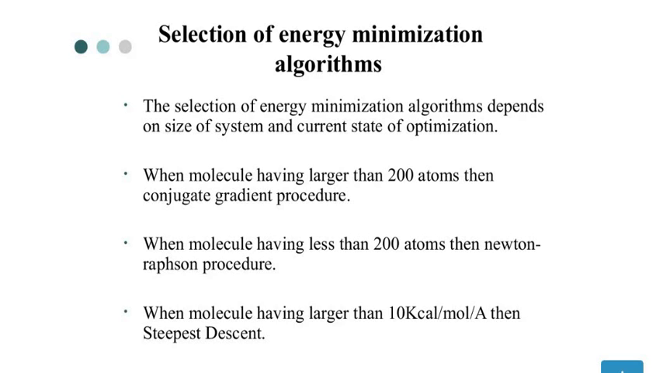Selection of energy minimization algorithms. The selection of an energy minimization algorithm depends on the size of the system and the current state of optimization. When molecules have more than 200 atoms, use the conjugate gradient procedure. When molecules have fewer than 200 atoms, use the Newton-Raphson procedure. When the energy is larger than 10 kilocalories per mole, use the steepest descent method.